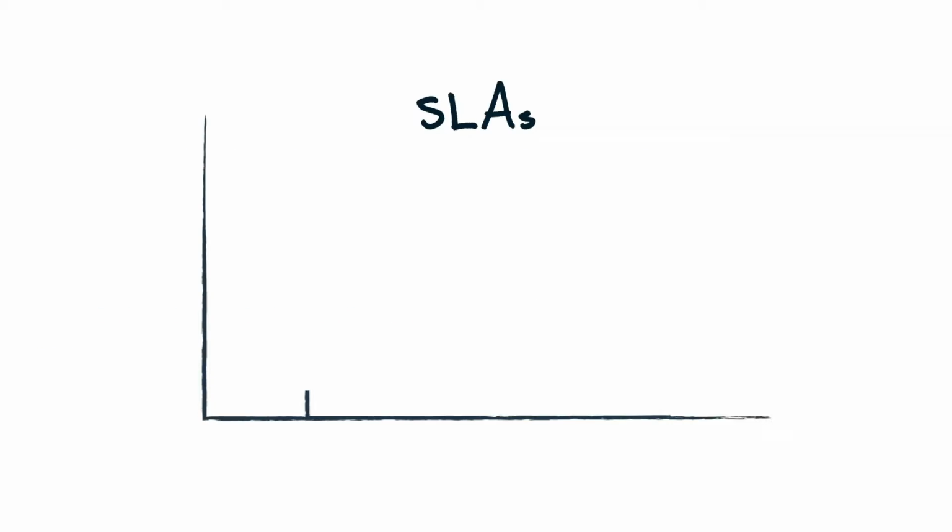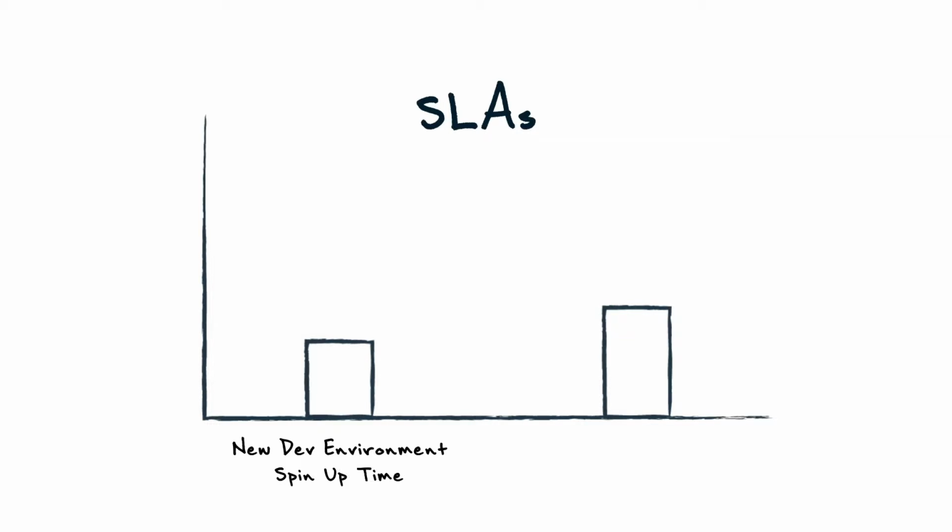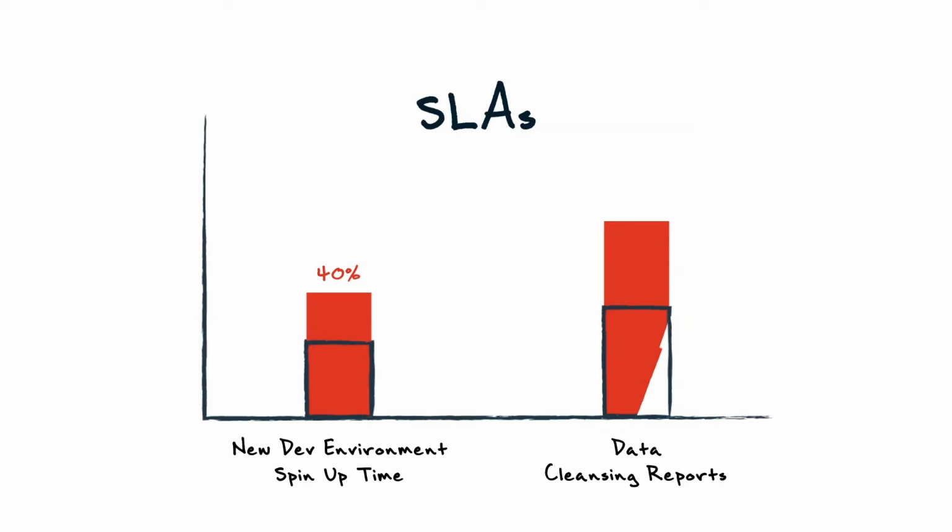In addition, the IT team was facing performance issues, which led to several business units experiencing degraded SLAs. Specifically, the spin-up time for new dev environments was missing the SLA by about 40%, and data cleansing reports were missing the SLA by over 65%.